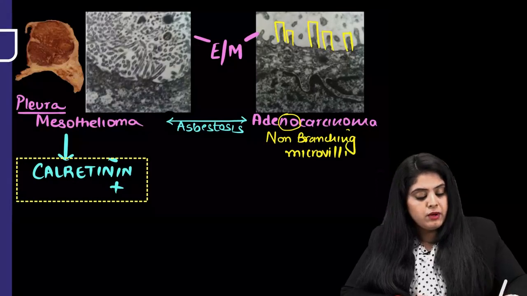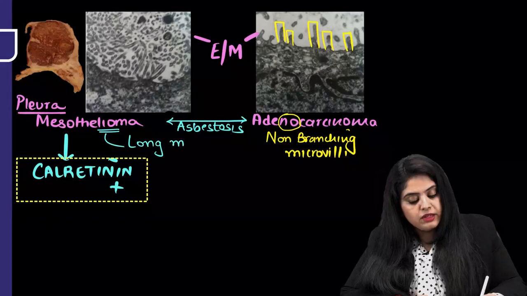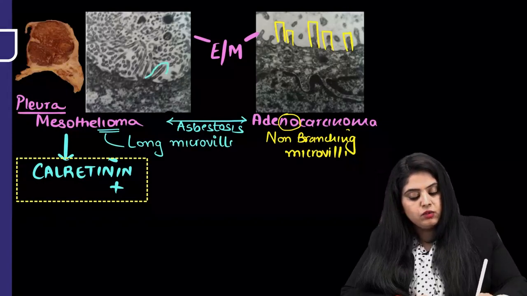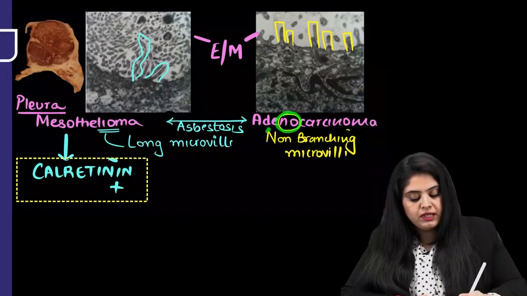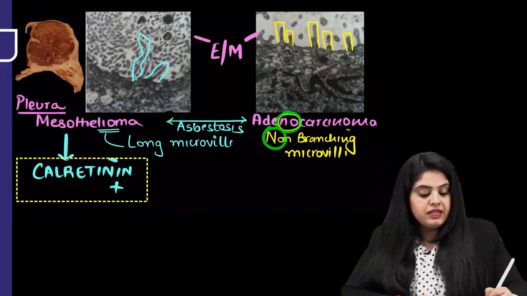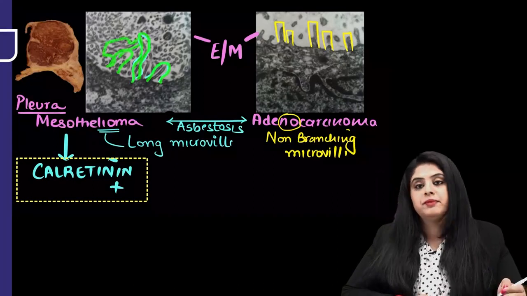Whereas talking about mesothelioma, you are going to see long microvilli, as you can notice over here. So repeating once again, in adenocarcinoma there is no branching microvilli, whereas in mesothelioma there is going to be long branching microvilli.